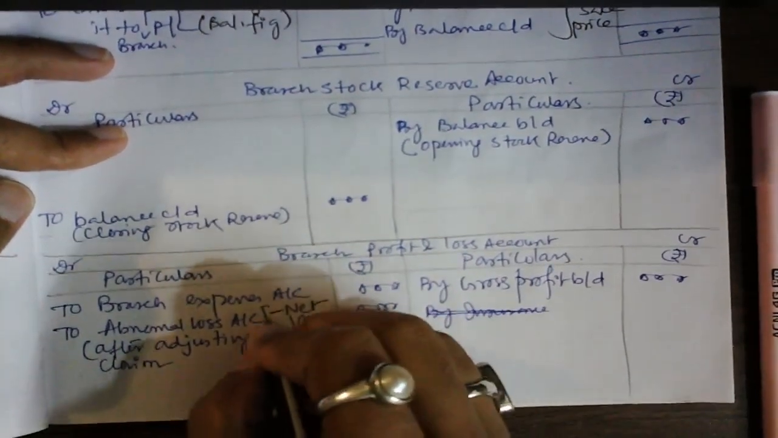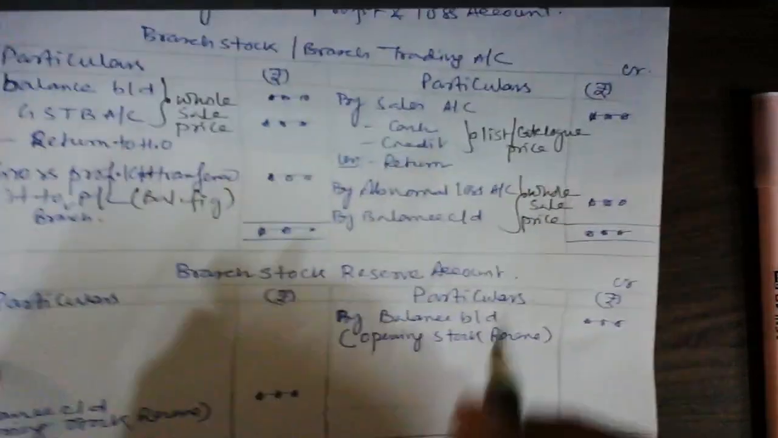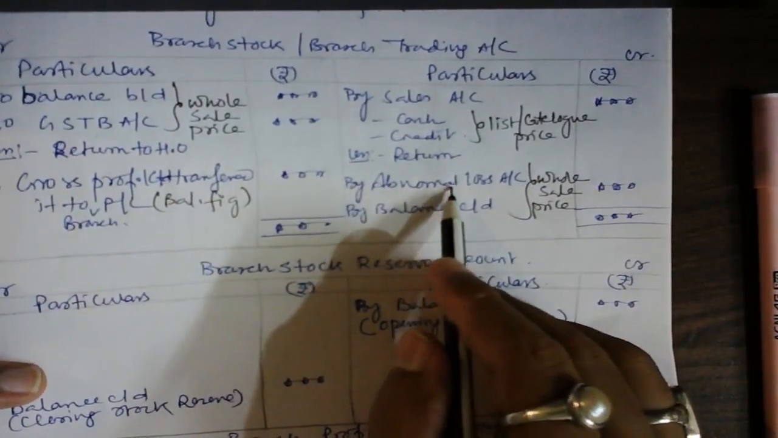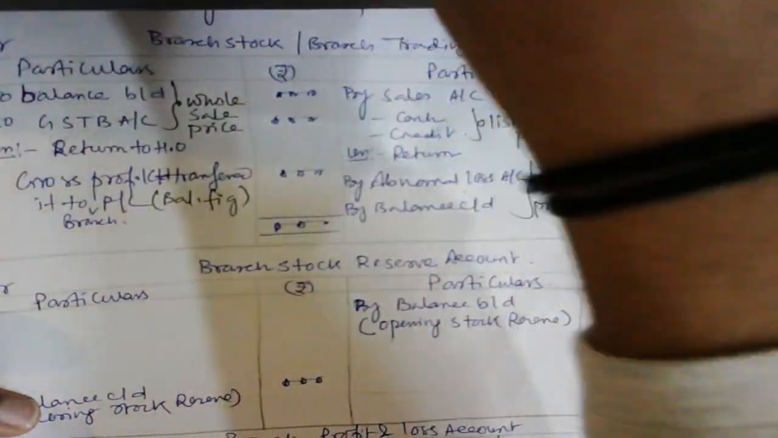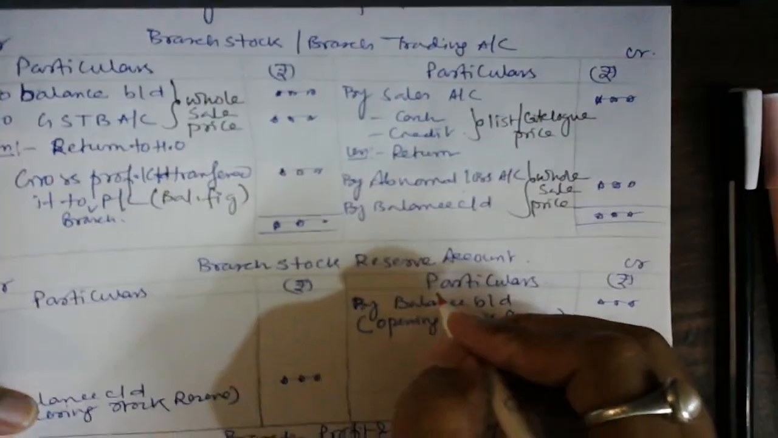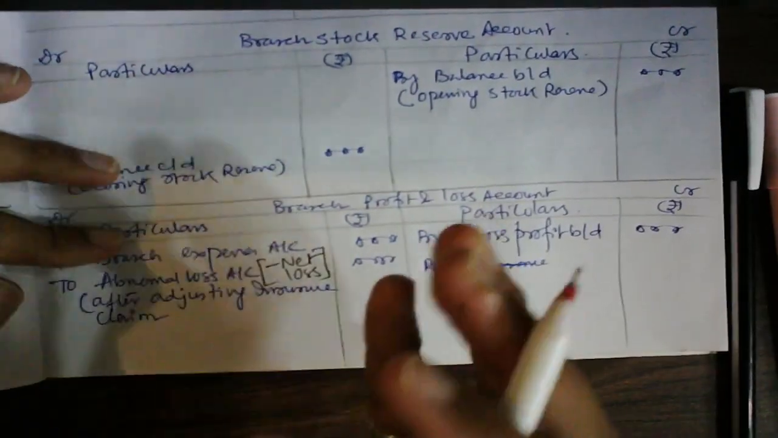Whatever gross loss we have, we have already plotted here. With respect to the abnormal loss, it is a gross loss, a total loss you can say. It's a total loss that we have plotted here. It's simply a total loss, perfect. But here it is a net loss. Net loss means what, sir?